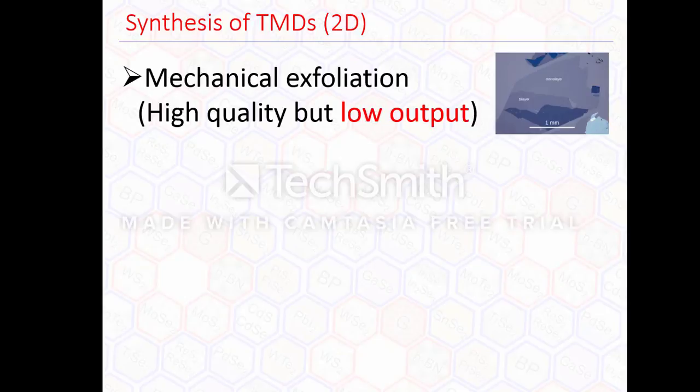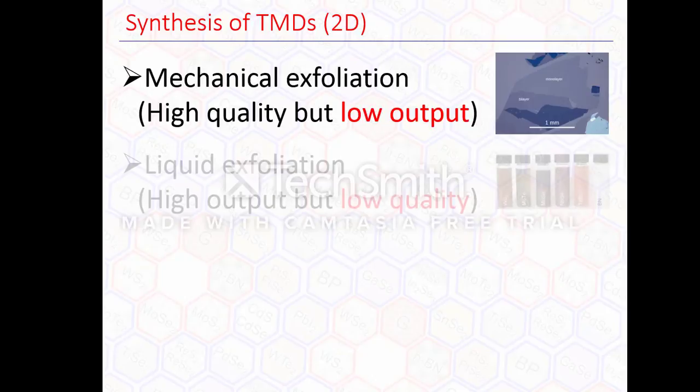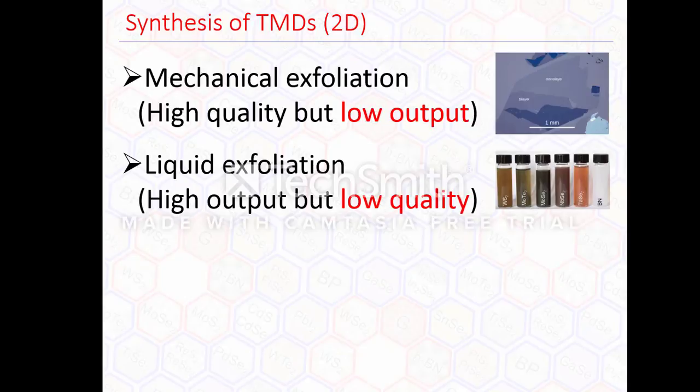In terms of the growing method, at the very beginning people used mechanical exfoliation, so they can make a high quality sample, but the output is pretty low. Sometimes a few days you can get one tiny flake. Then the chemists developed liquid exfoliation, so of course they can produce milligrams, grams, even tons of these 2D materials, but they are good for energy application, sorry, catalysis, but for other applications like electronic devices they are not that good.